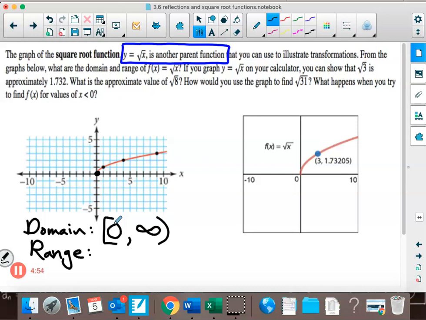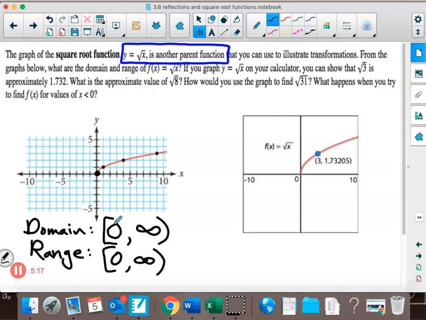All right. Range. Range is y values. What's the lowest y value on this graph? 0. What's the highest y value on this graph? Are you sure? Yeah. It grows really slowly, but it will eventually get to infinity. You just have to go really far. All right. Of course, what is infinity, right?